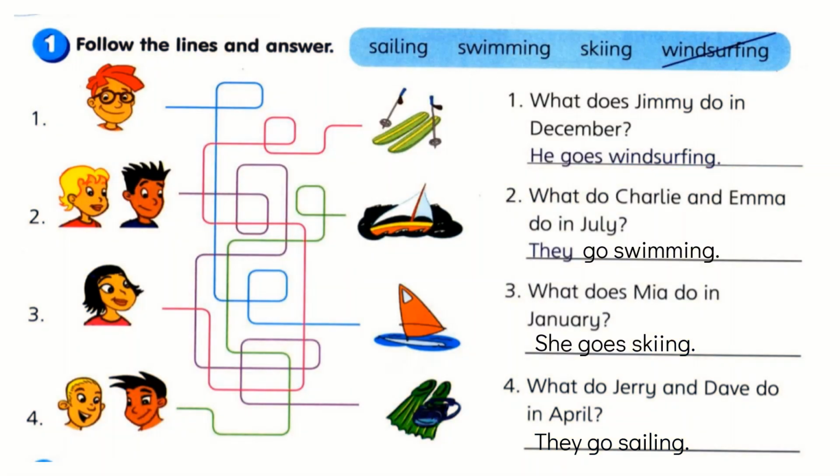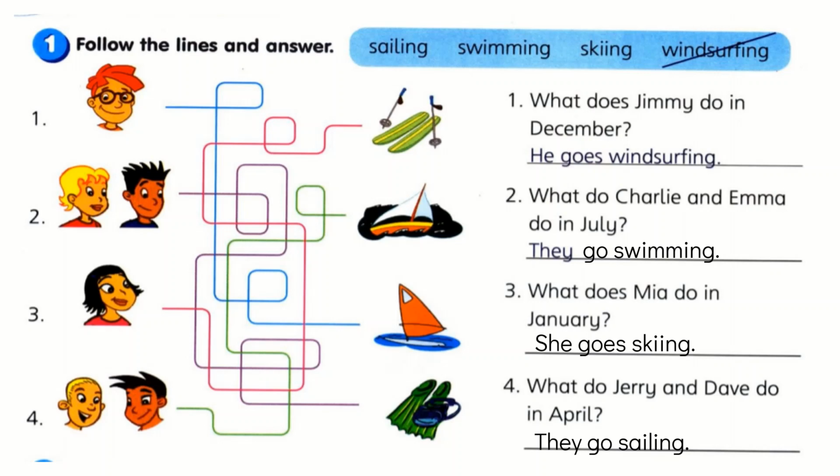They have given us 4 choices: sailing, swimming, skiing, and windsurfing. The first one has been done for you. Number 1. What does Jimmy do in December? He goes windsurfing.